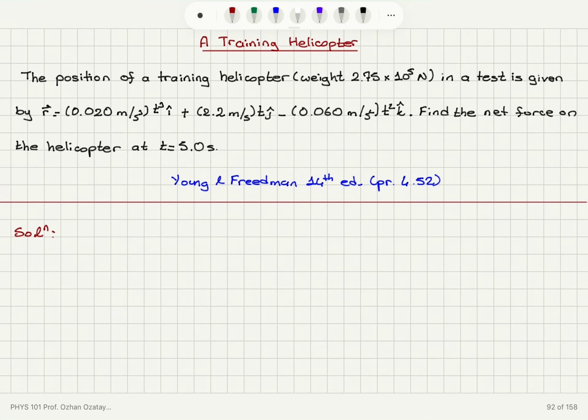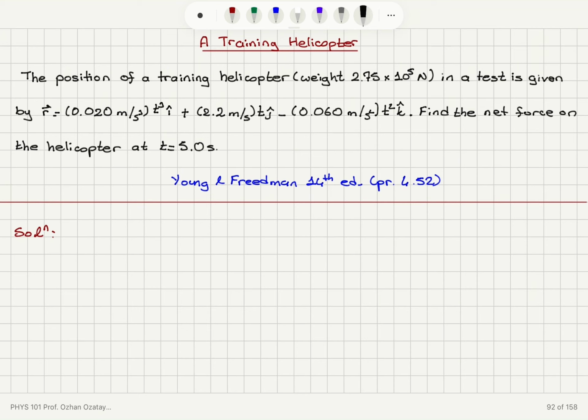Training helicopter. The weight of a training helicopter is 2.75 times 10 to the 5 newtons. In a test, its position is given by the position vector 0.02 t cubed i hat plus 2.2 t j hat minus 0.06 t squared k hat. Find the net force on the helicopter at t equals 5 seconds. Okay, so in order to find the net force, of course, I have to find the acceleration.